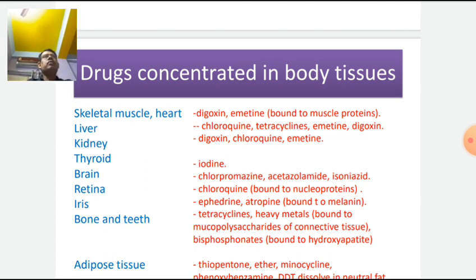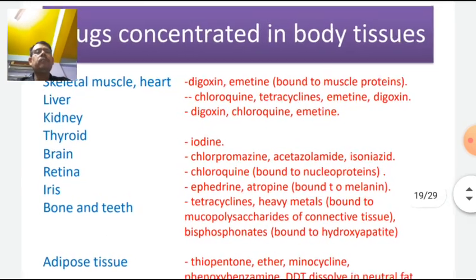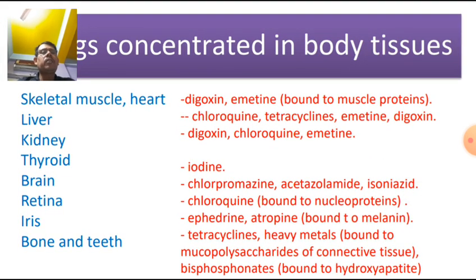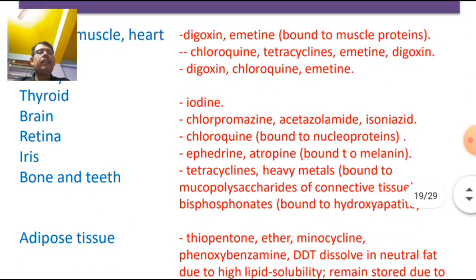Some drugs specifically bind with some tissues, for example: skeletal muscle and heart, digoxin and emetine; liver, chloroquine, tetracycline, emetine and digoxin; kidney, digoxin, chloroquine and emetine; thyroid, iodine; brain, chlorpromazine, acetazolamide and isoniazid; retina, chloroquine bound to nucleoprotein; iris, ephedrine and atropine; and in bone and teeth, tetracycline and heavy metals bound to mucopolysaccharides.